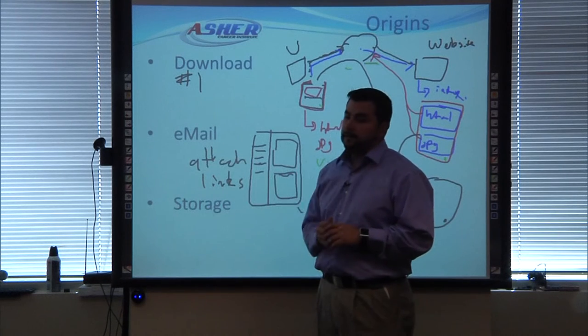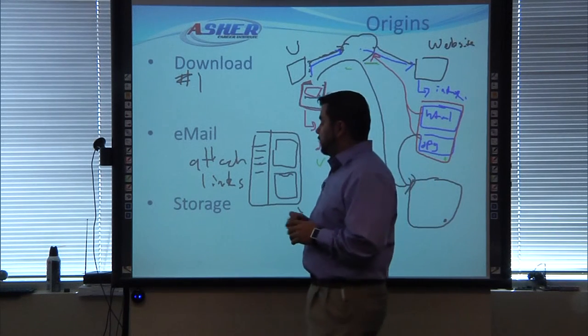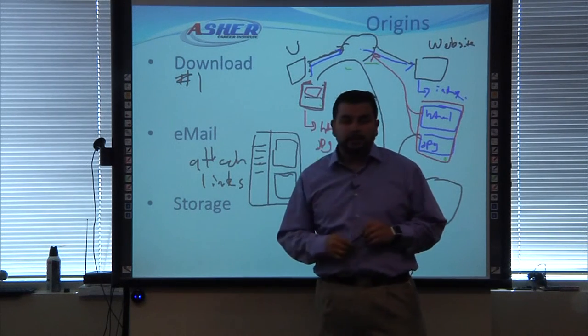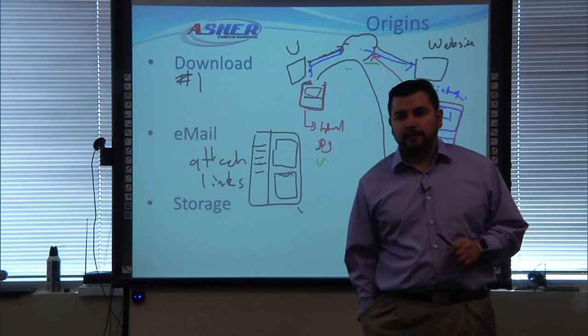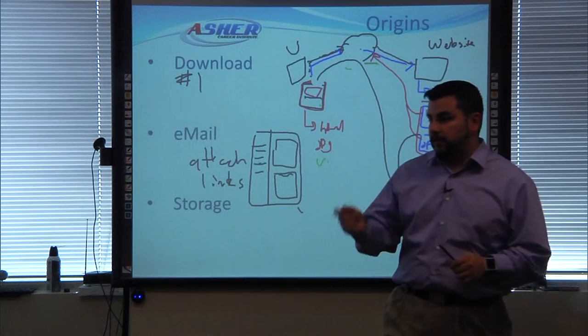So email is number two. Number three is storage devices. Storage devices could be anything from a thumb drive, a thumb drive that you plugged in from your computer.